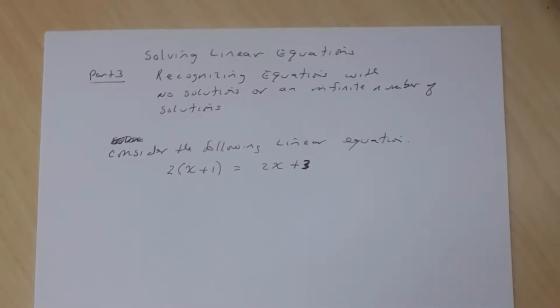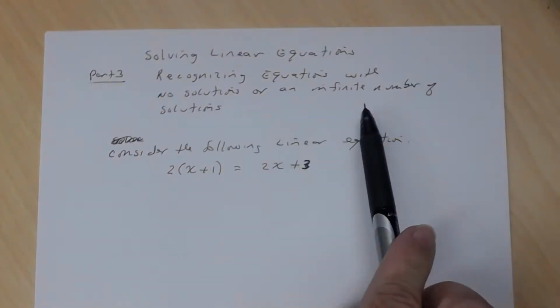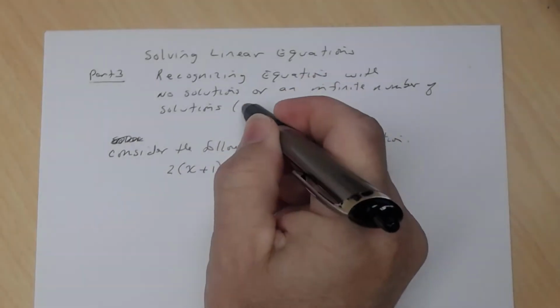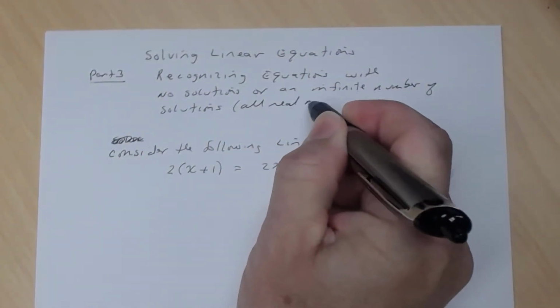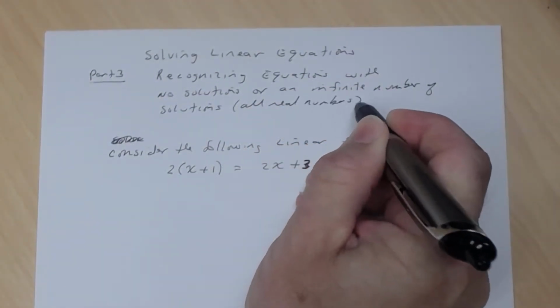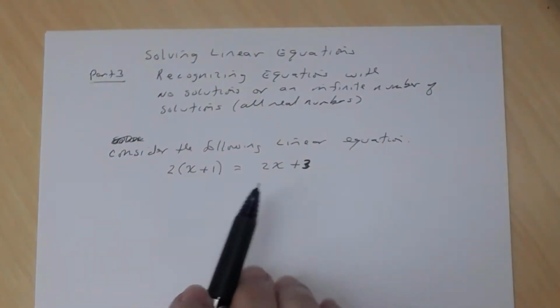Okay, so in this lesson we're going to look at linear equations that will have no solution or an infinite number of solutions, which we'll say will be all real numbers. Okay, all real numbers. Okay, so let's consider the following linear equation.